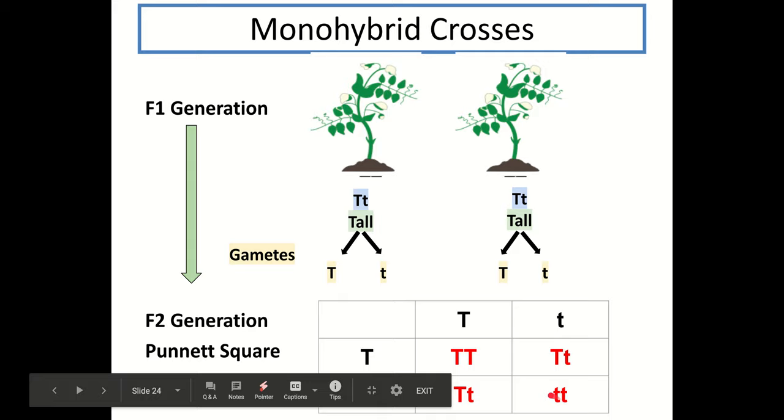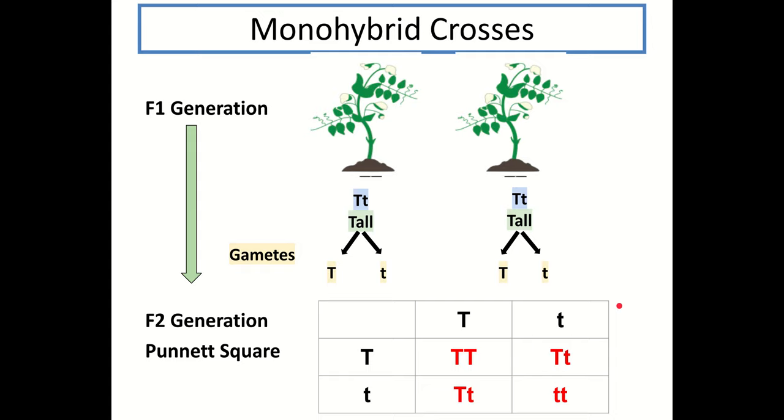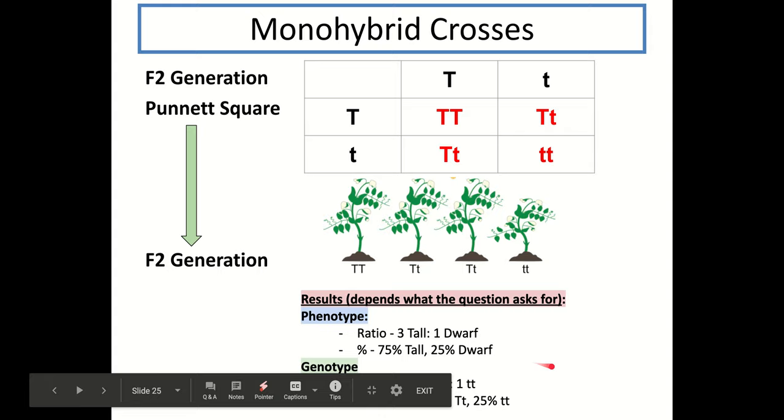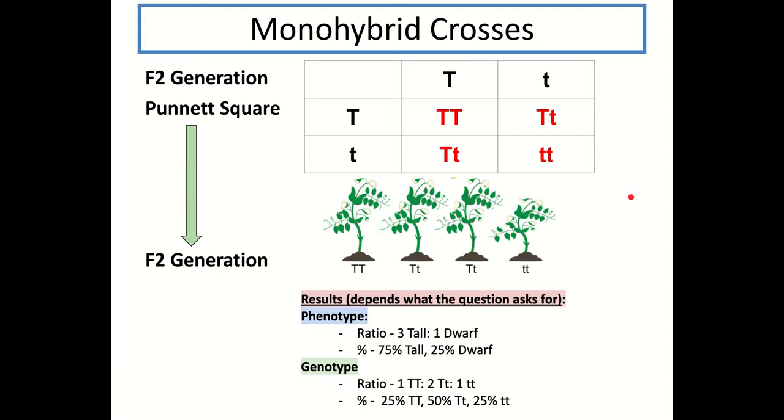Once my Punnett square has been filled in, though, that's not me finished. I have to interpret my results. Now, your final answer for this question depends on what was asked. They can either ask you for the genotype or the phenotype of the F2 offspring, and within each of those categories, they can ask you to lay it out as a ratio or as a percentage. So we'll go through all of the options here, but don't write this every time, just when the question asks for it. So let's imagine the question asks for the answer as a phenotypic ratio.